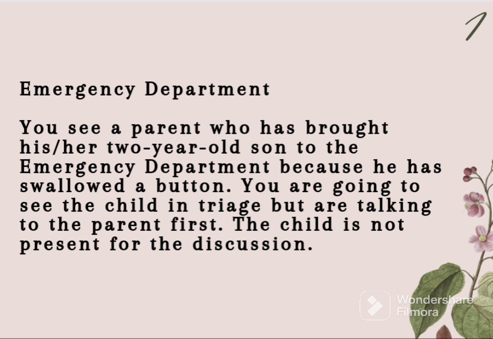Before going to the exact task, you have to read the scenario and underline relevant points. So you can come to know that you are talking to the parent, so it is a second degree talk. You have to take care while talking. Then you are going to see the child, which means you didn't examine the child yet, but you are getting some information from the mother regarding the incident. Moreover, the child is not present for the discussion. You have to keep these things in your mind, and moreover, it is happening in the emergency department, so you have to be somewhat fast in talking.